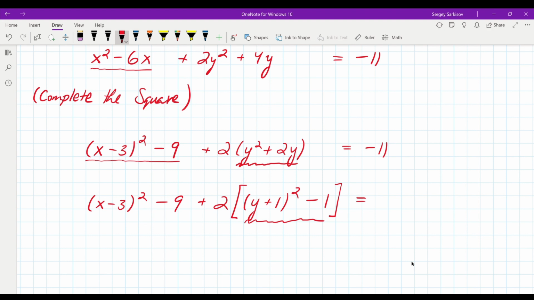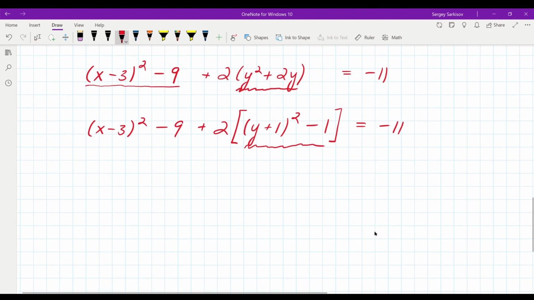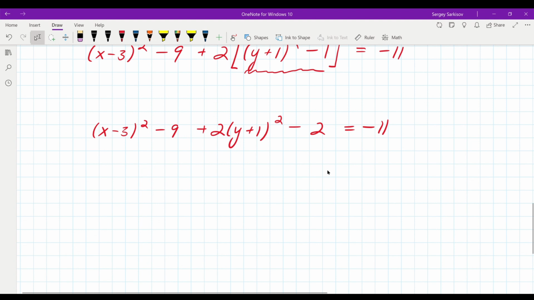Okay, so now it equals negative 11. Now put the constants on the right side. Expand, simplify. Let's see what happens. x minus 3 squared minus a 9 plus a 2, so we're going to simplify this expression a little bit, and minus a 2 equals negative 11. If anybody sees, the negative 11s will cancel, and you have, this is a very tricky one, x minus 3 squared plus 2 times y plus 1 squared equals actually 0.